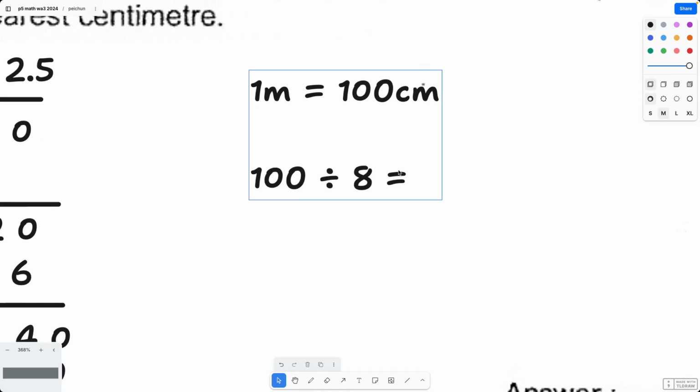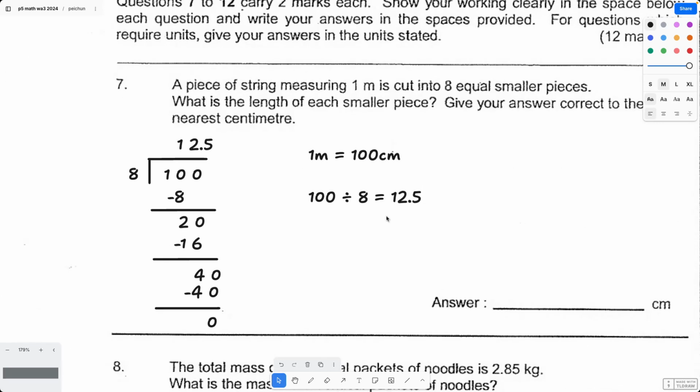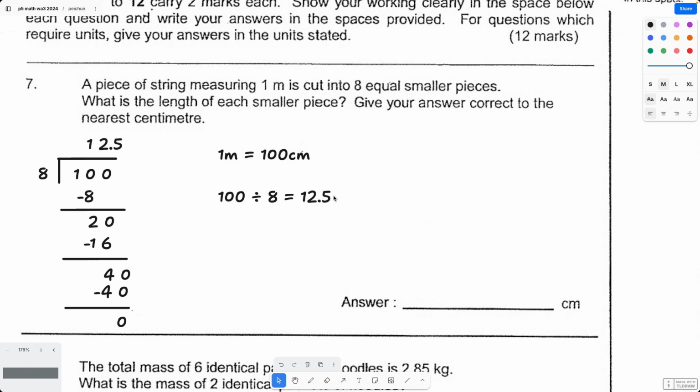Okay, so for 100 divided by 8, this will be 12.5 in this case over here. So the answer to this is 12.5? No, right? In this case, we need to give your answer correct to the nearest centimeter. In other words, it's basically a whole number. So we need to give your answer correct to the nearest whole number.